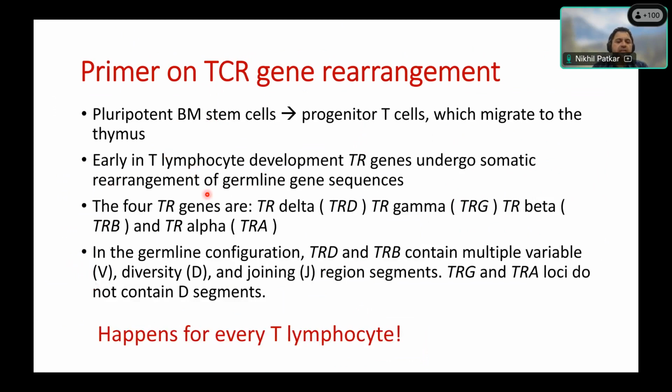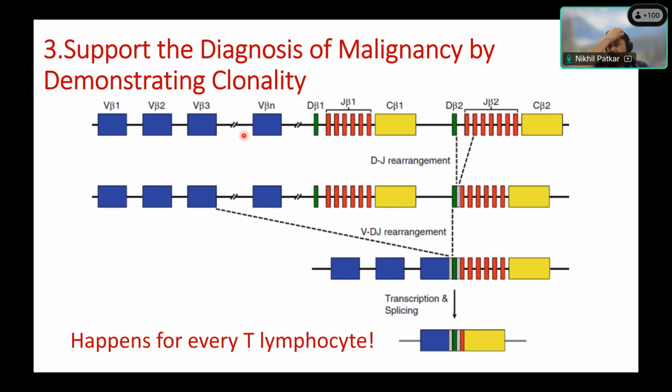The four TCR genes are TCR delta, gamma, beta, and alpha. In the germline configuration, delta and beta genes contain variable, diversity and joining regions, and the TCR gamma and alpha do not contain diversity regions. As the lymphocytes begin to develop, they undergo these VDJ rearrangements, and this happens in every lymphocyte. You can see here that the D and the J genes initially join, followed by the V and the J genes joining. This then results in transcription of this particular rearrangement and formation of a TCR allele. And this happens for every T lymphocyte.